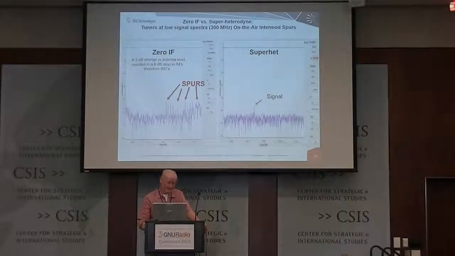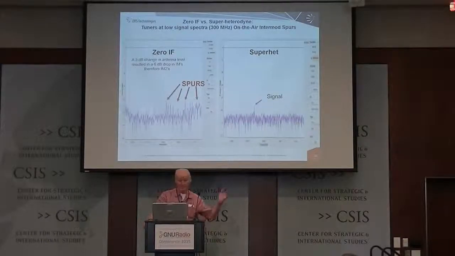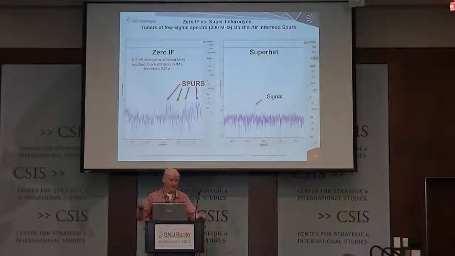Yes, indeed. The zero IF receiver was taking the second harmonic of the FM band, and every time a push-to-talk signal would go off somewhere around our area, about 433 megahertz, it would fold and mix back the second order of the FM spectrum right into this band.